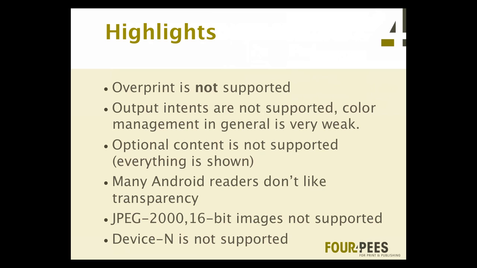JPEG 2000 is not supported. I say not supported. It's actually supported for CMYK. In many cases, it's not supported for RGB content in the same case. So the JPEG 2000 RGB patch actually fails. The CMYK patch goes through for whatever reason. 16-bit images not supported, DeviceN not supported. So it turns out that many of those features that we're looking for in PDFX4 that would be great to use are actually not usable because none of the readers support it.